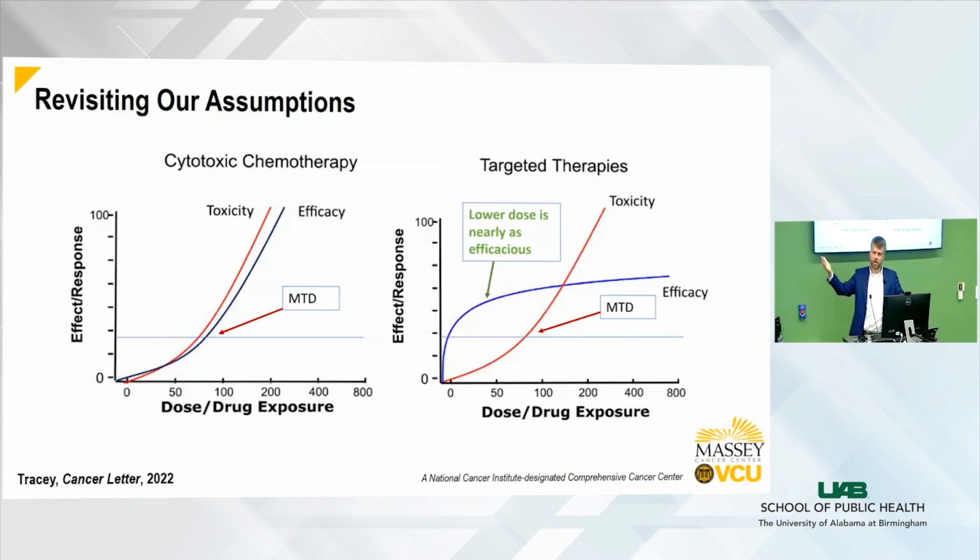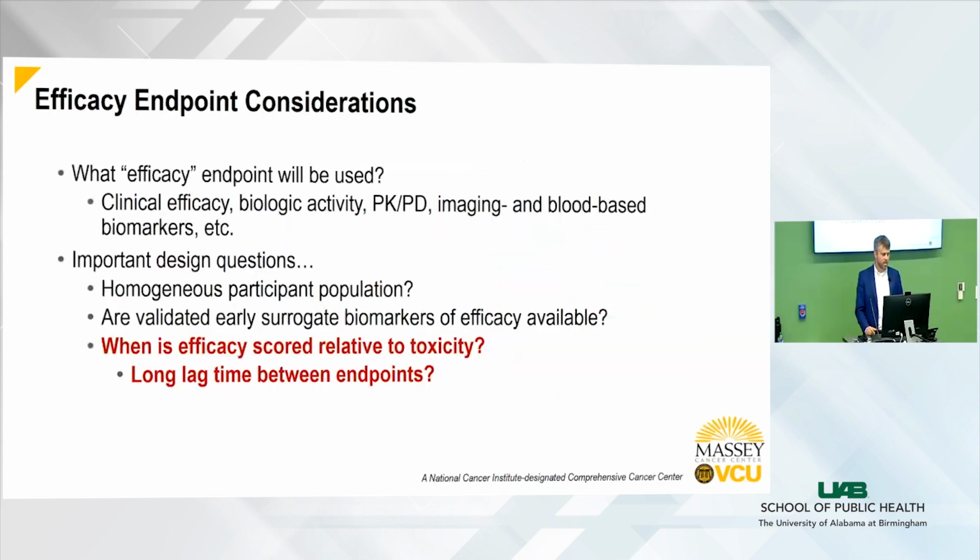So maybe I want to find a lower dose that gives me a more promising outlook for, or nearly as promising outlook for efficacy, but lowers my toxicity. Okay, so this isn't as easy as perhaps it sounds, because there are some complications, or considerations that need to be taken into account with the efficacy endpoint. So what efficacy endpoint is going to be used, right?